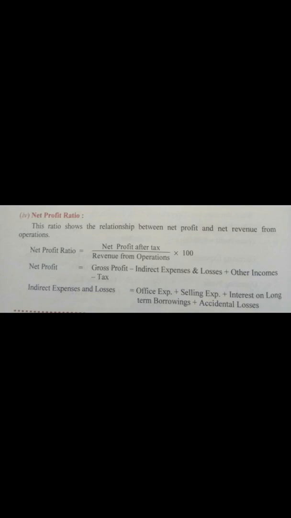This ratio measures the rate of net profit earned on revenue from operations. It helps in determining the overall efficiency of the business operations. An increase in the ratio over a previous year shows improvement in the overall efficiency and profitability of a business.